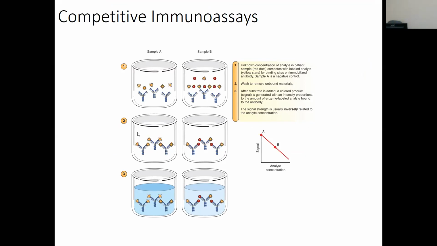So number one, here we got two samples. Okay, we're going to look at it two different ways. The unknown concentration of the analyte in the patient sample is the red dot. So in sample one, does the patient have any antigen? What would we say here if we got to this end? So our first example I just explained. Negative, right? They're negative for the flu.